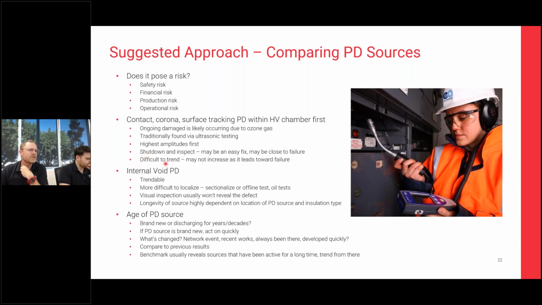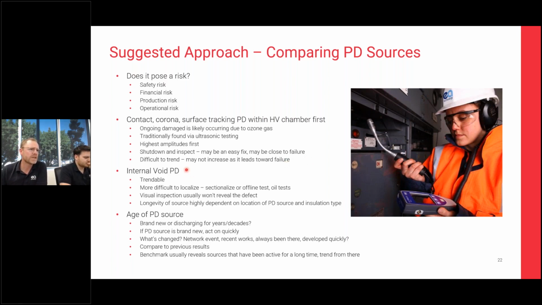Now, ultrasonic sources are difficult to trend. They may not increase in amplitude as it leads towards failure. That's because it can be heavily dependent on the humidity within that chamber. And it's also got to do with how much distance you have left on your insulation before you're going to get a flashover, either phase to phase or phase to earth.